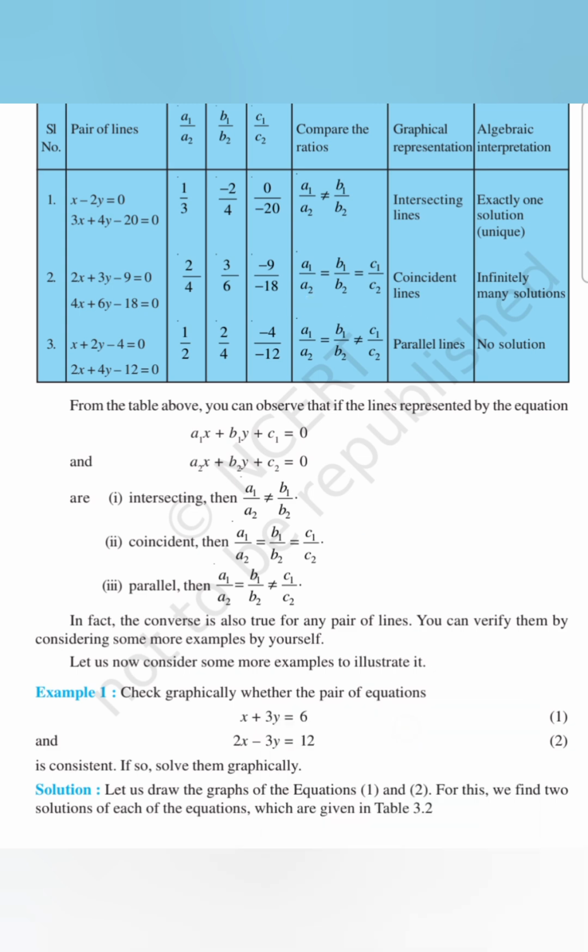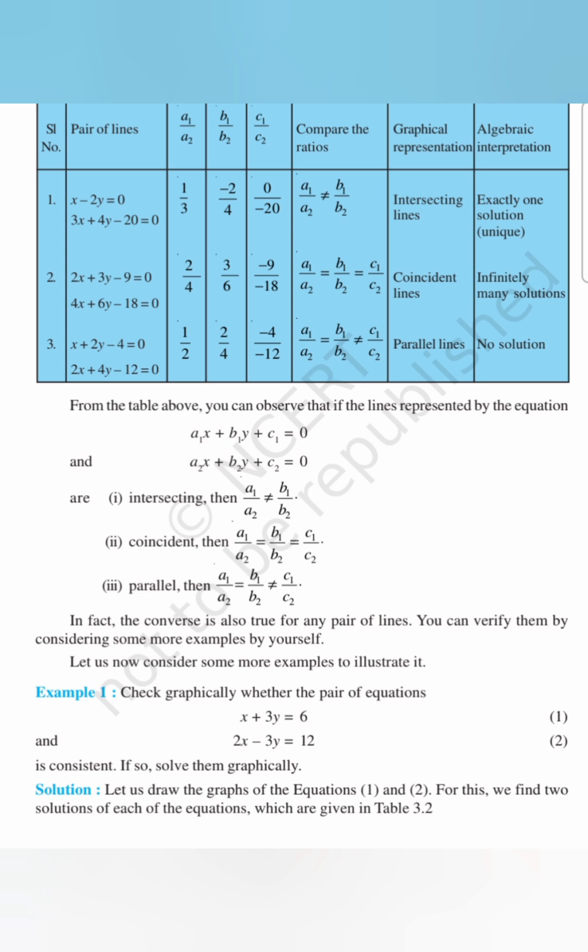Then third example, x plus 2y minus 4 is equal to 0 and 2x plus 4y minus 12 is equal to 0. In this case also you're going to calculate all these ratios separately, a1 by a2, b1 by b2 and c1 by c2. Then compare the ratios. You have only the first two ratios as equal and the last one is not equal. When you simplify that, you will get 1 by 3, which is not equal to the first two ratios. In that case, you can say these two lines are parallel to each other, and since they are parallel, you'll have no solution because they never intersect at all. That's given in this third condition.